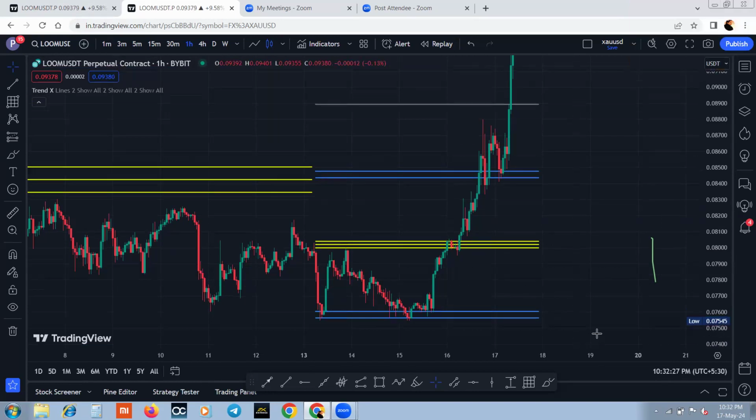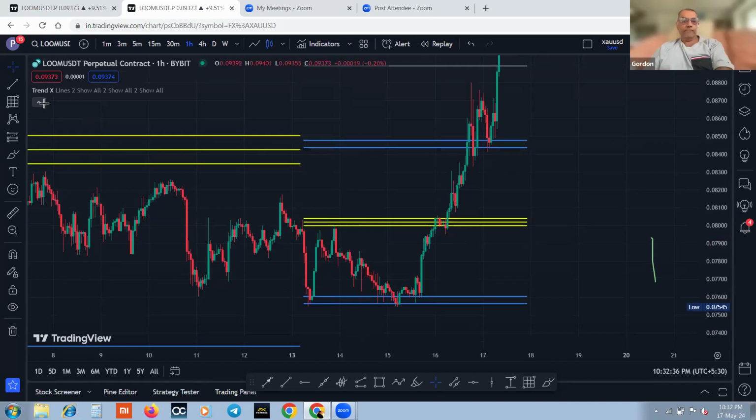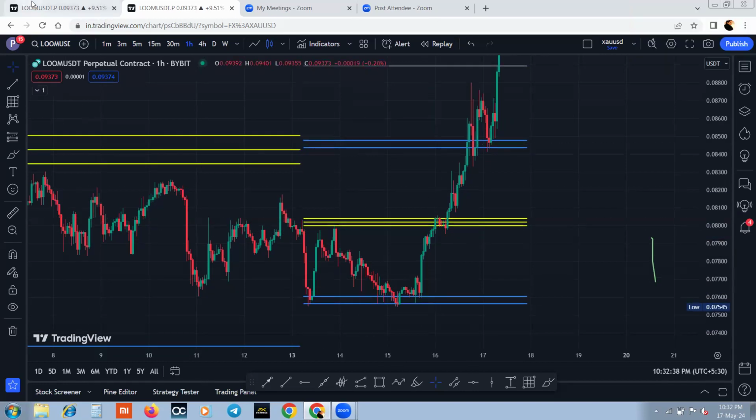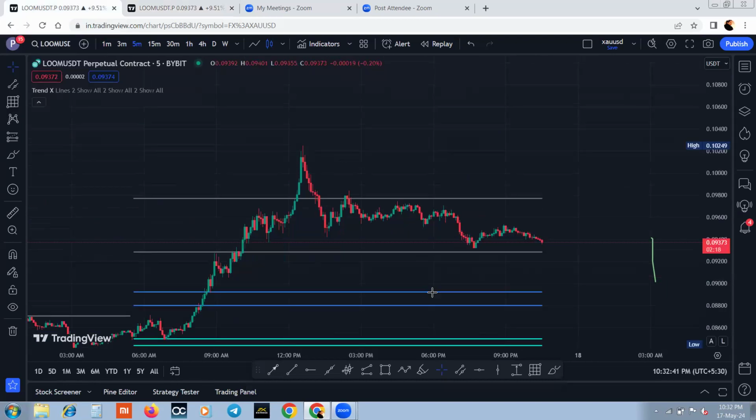If I am posting the weekly chart and I mention to wait for a candle close, it means 1 hour. If it's in daily trend X, it means in 5 minutes. Okay, fine. Yes, sir.